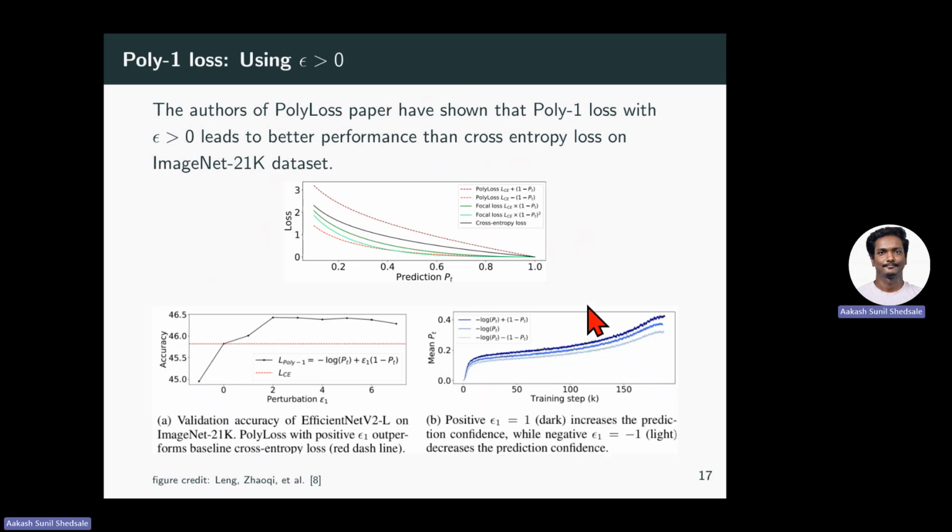They explain that this is because the model confidence has increased by using positive epsilon. They show it in this figure. You can see that with a positive epsilon equal to 1, the prediction confidence has increased over the cross entropy loss. So that's the reason for some improvement on the ImageNet-21K dataset.